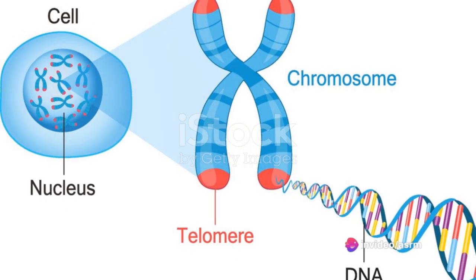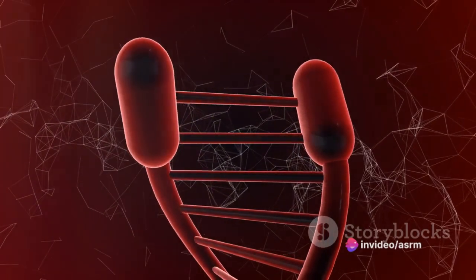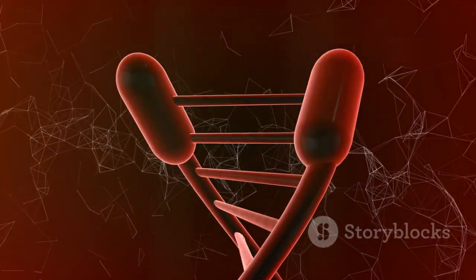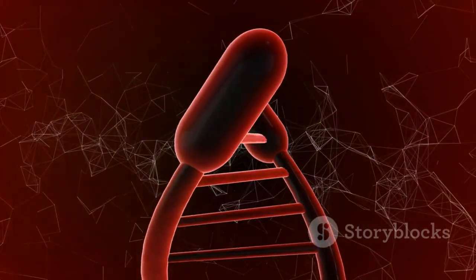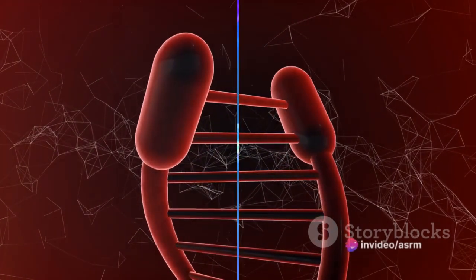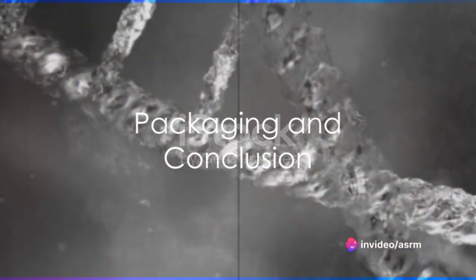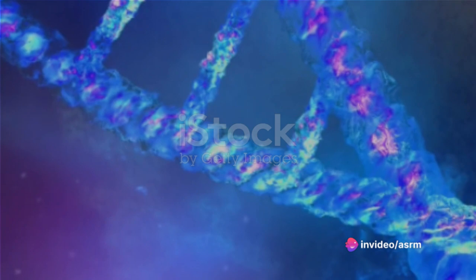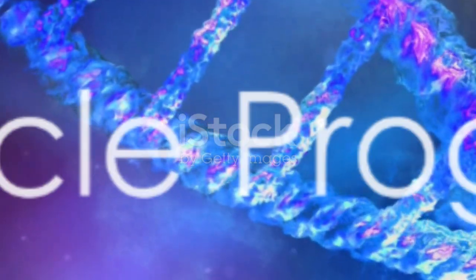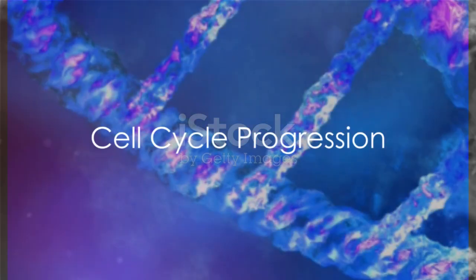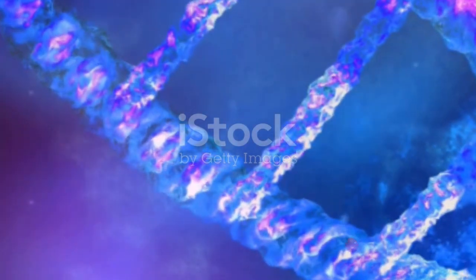In eukaryotic cells, there are special structures called telomeres at the ends of linear chromosomes. The enzyme telomerase helps replicate the telomeres, preventing the loss of genetic material during replication. Finally, the replicated DNA, now consisting of two identical sister chromatids, is packaged back into chromatin. The cell is then ready for the next stages of the cell cycle, including cell division.